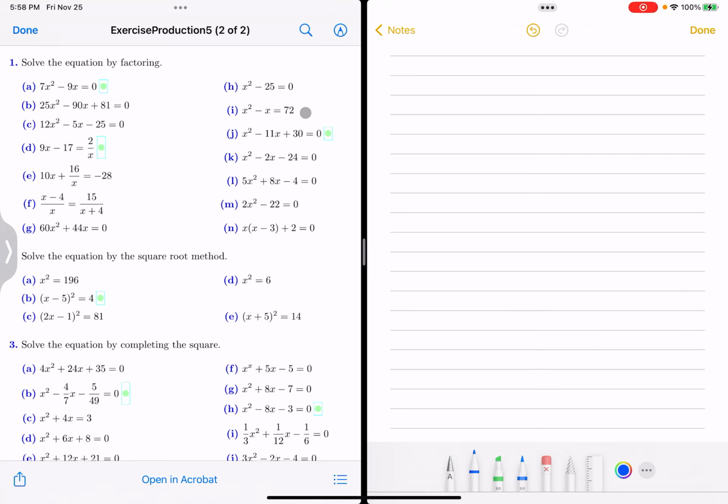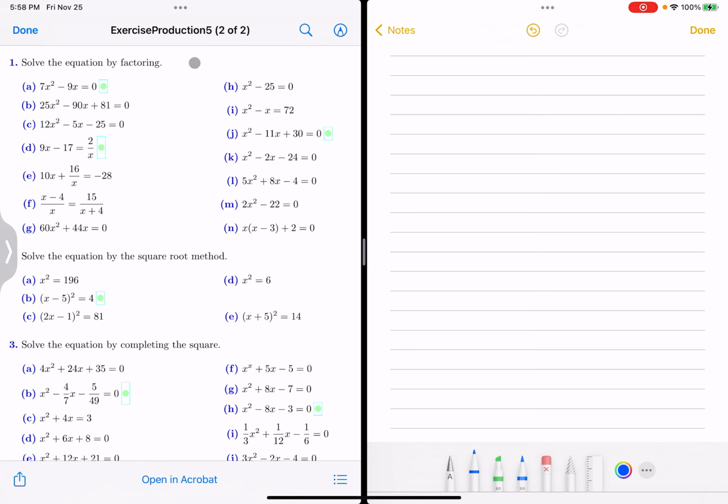Now, let's see how to solve question 1. Here there are 3 questions. The first one we want to do is 7x squared minus 9x equals 0. We want to solve this equation by factoring.